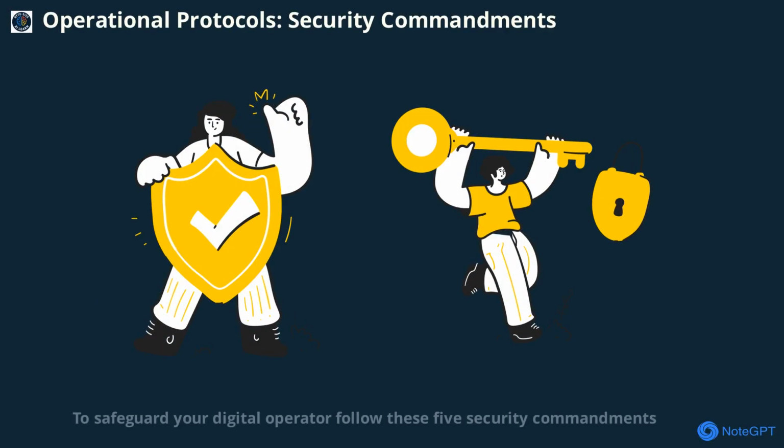To safeguard your digital operator, follow these 5 security commandments. Sandbox everything, use dedicated accounts, firewall your vault, start with read-only permissions, and trust no one. These protocols help ensure your AI operates in a secure, controlled environment, minimizing the risk of data breaches or unauthorized actions.